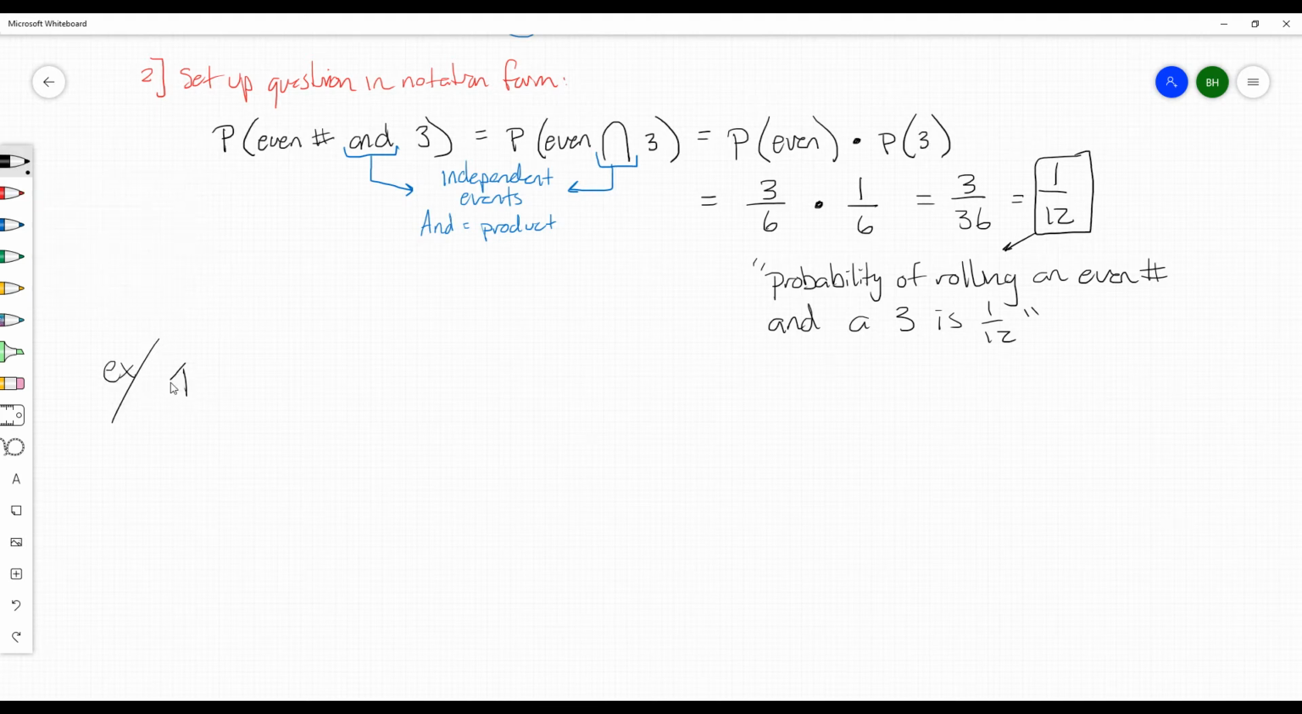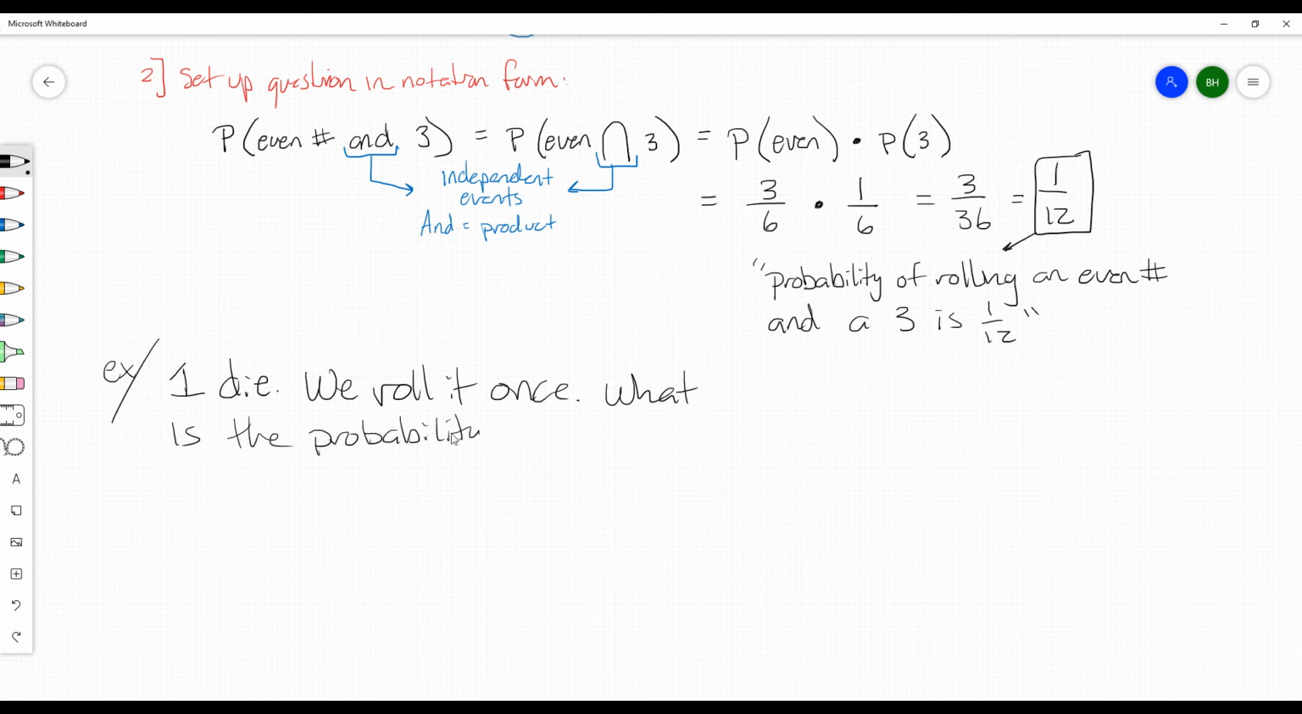We have one die this time. We roll it only once. What is the probability of rolling a 2 or an odd number?